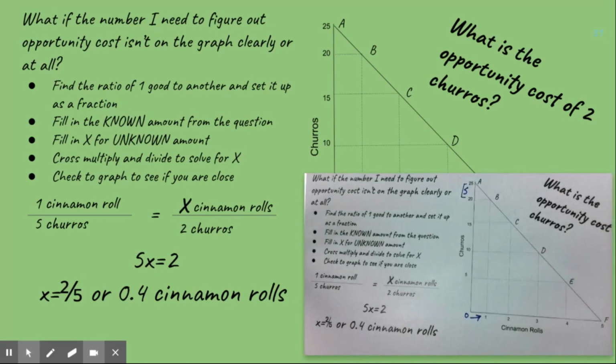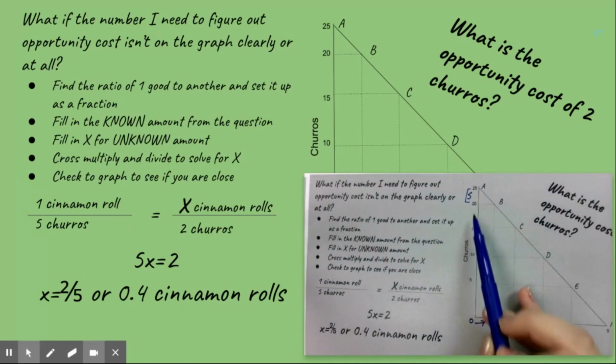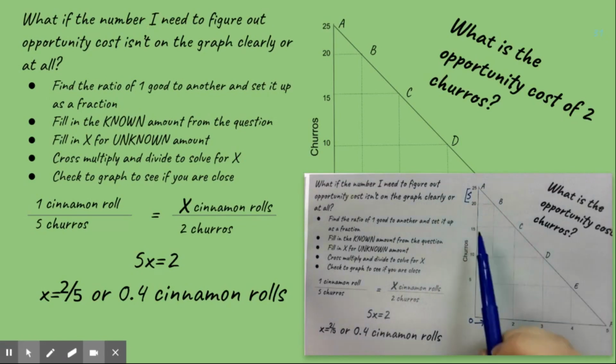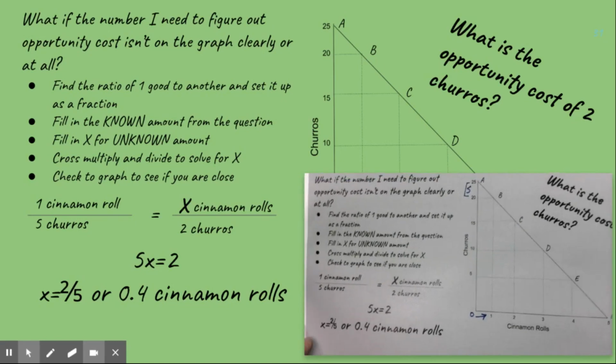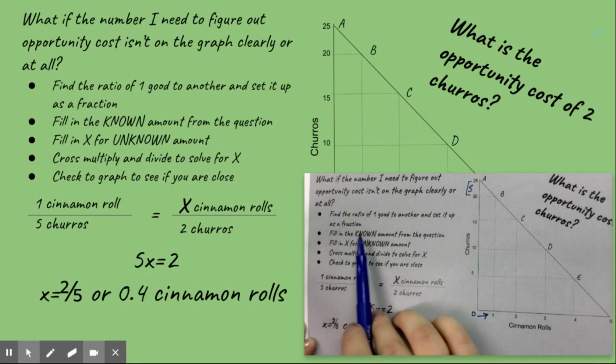So we know the ratio on this graph, and if we check it, that's 5 churros for 1 cinnamon roll. The ratio is always, on this graph, 1 cinnamon roll is equal to 5 churros. So we set that up as a fraction, 1 cinnamon roll over 5 churros. Then it says, fill in the known amount from the question.